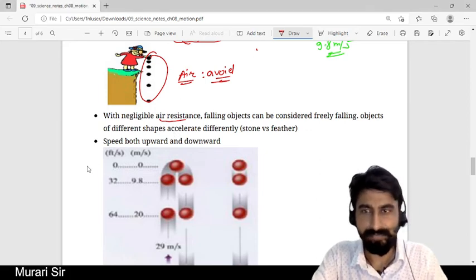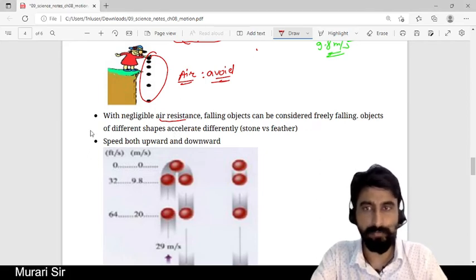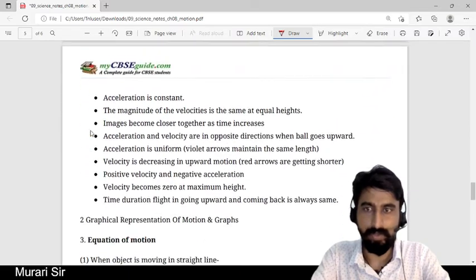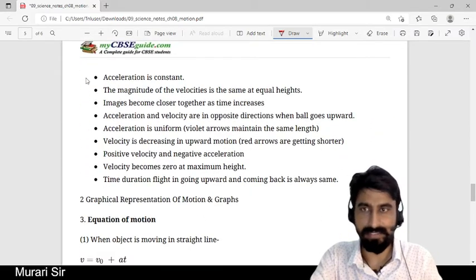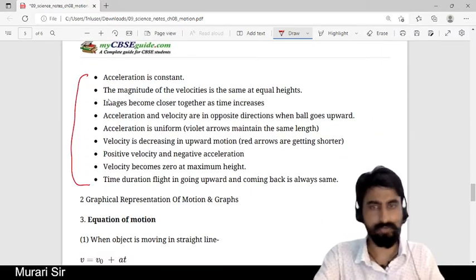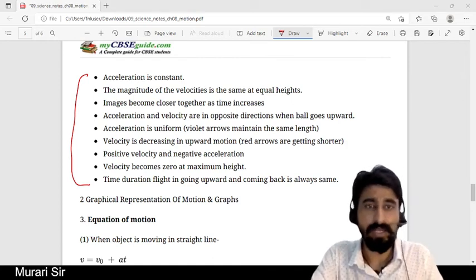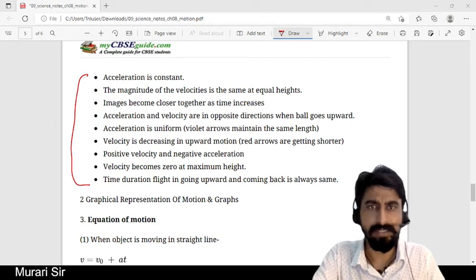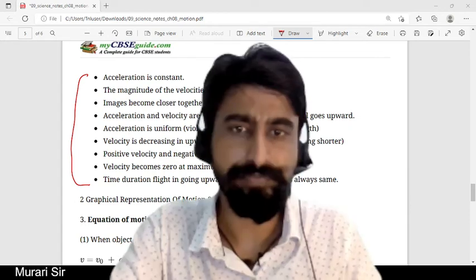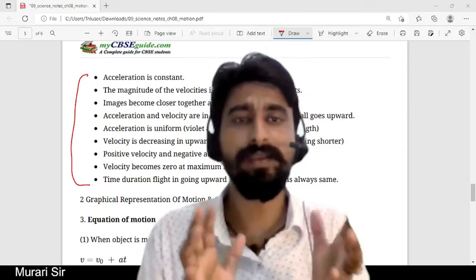Next, speed both downward and upward. Okay, all right, so acceleration is constant. After that, free fall, we have understood free fall. Hope it is clear to everyone. Now let's be very clear about it, and let me repeat and make you understand one more time what exactly a free fall is.